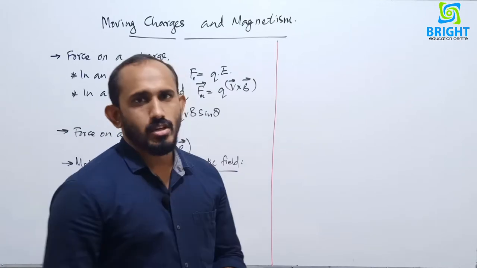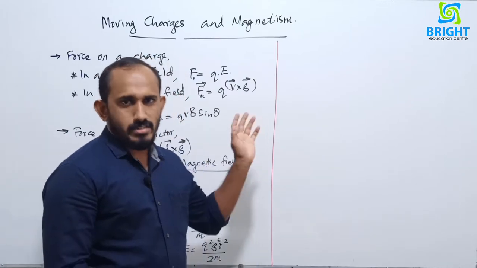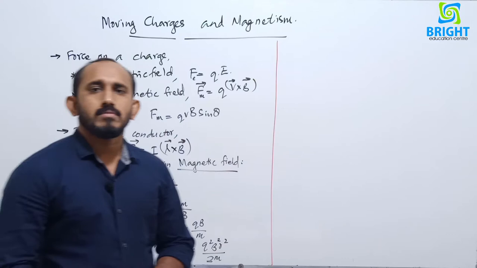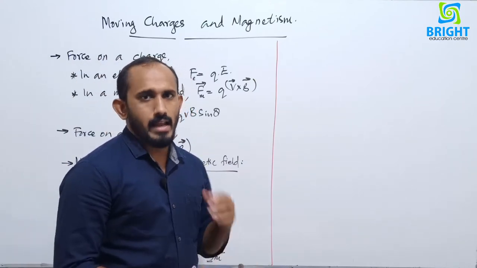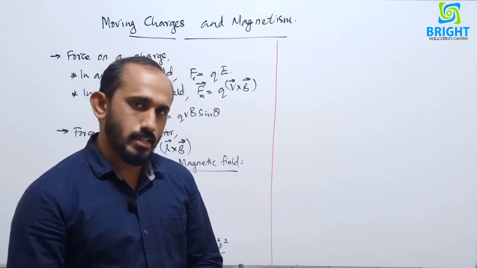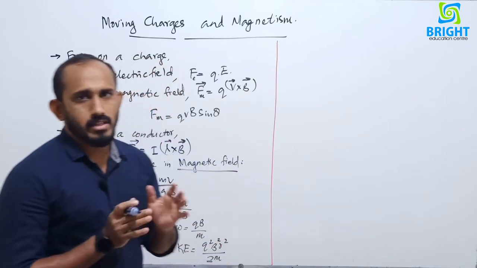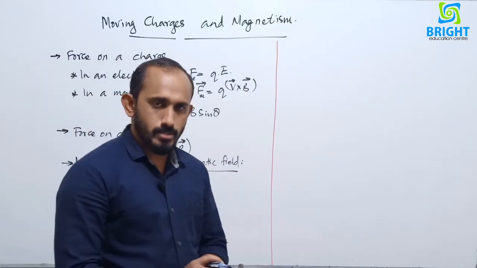Hi friends, today we'll discuss the moving charges and magnetism chapter from the physics syllabus of grade 12. It's in analysis mode, in competitive examination mode. So we'll do the major concepts and expressions for this chapter.